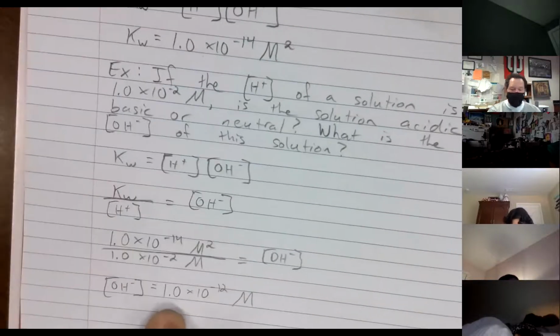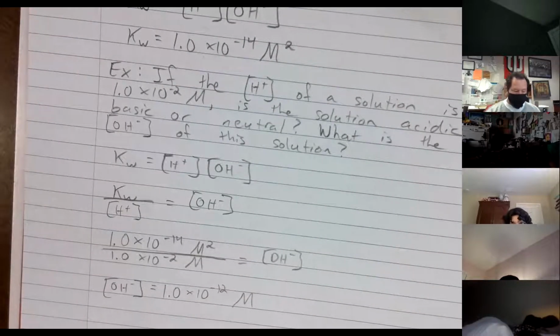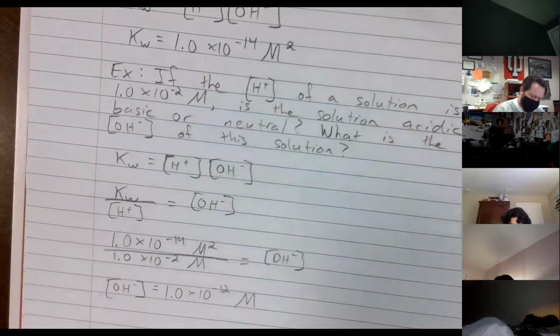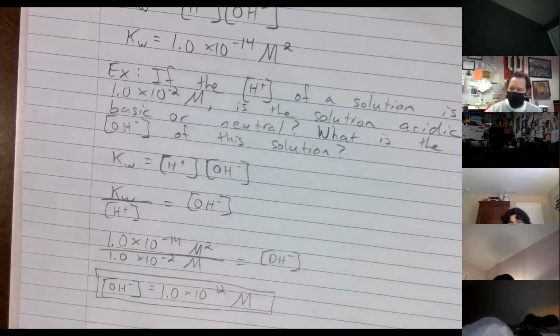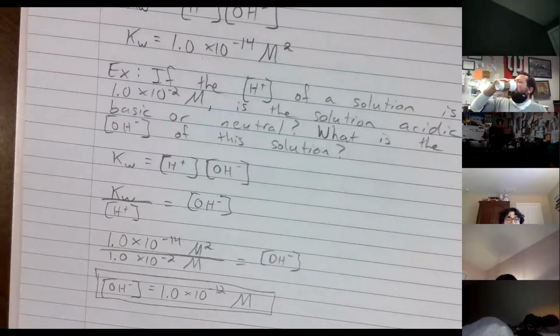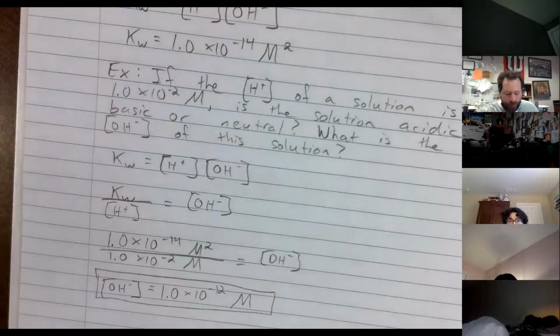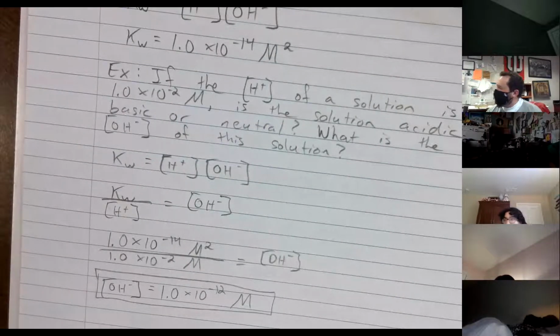I need 2 significant digits. Oh, there we go. There we go. Everybody get that?